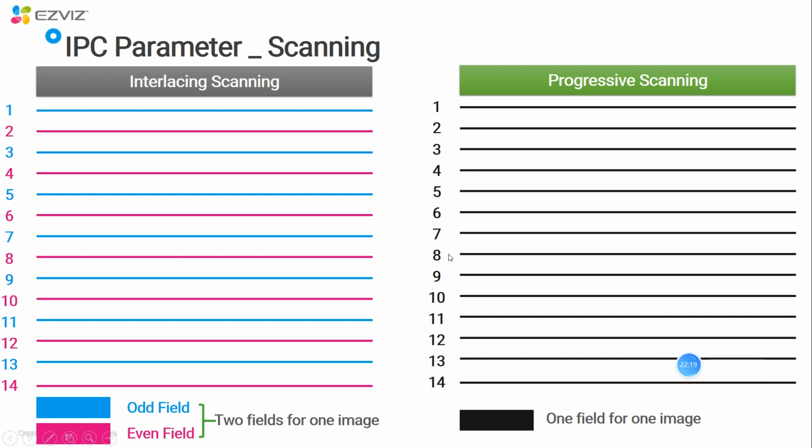There are two ways to scan pictures in an IP camera. The first is interlacing scanning, in which the pictures are scanned twice according to the odd and even fields. And the second one is progressive scanning, which scans the pictures in sequence at one time.